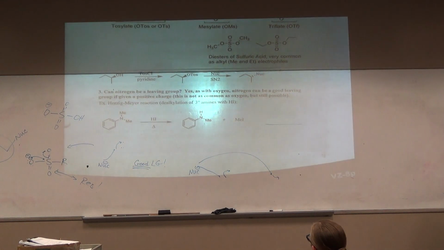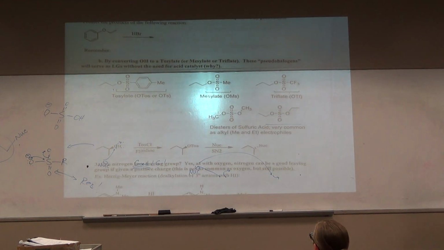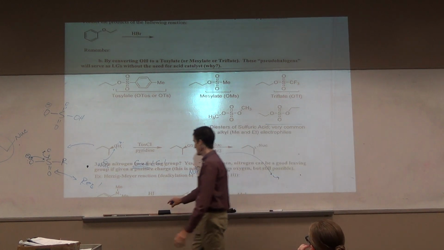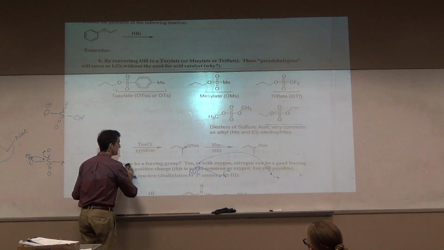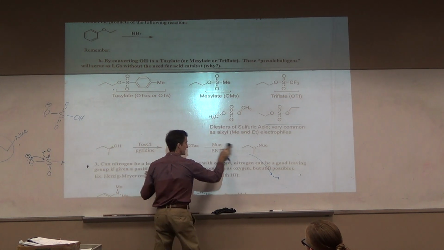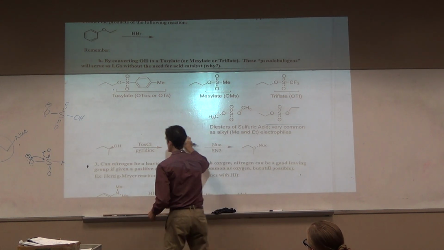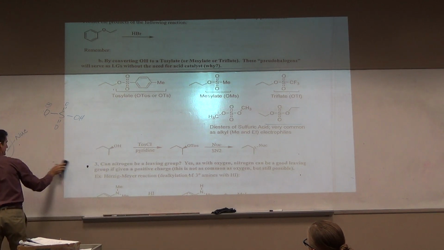Okay, let's look at how you make tosylates. Usually you're going to have to make them. You can buy a lot of halogenated compounds, but you don't often buy too many tosylates. Usually you have to make them.